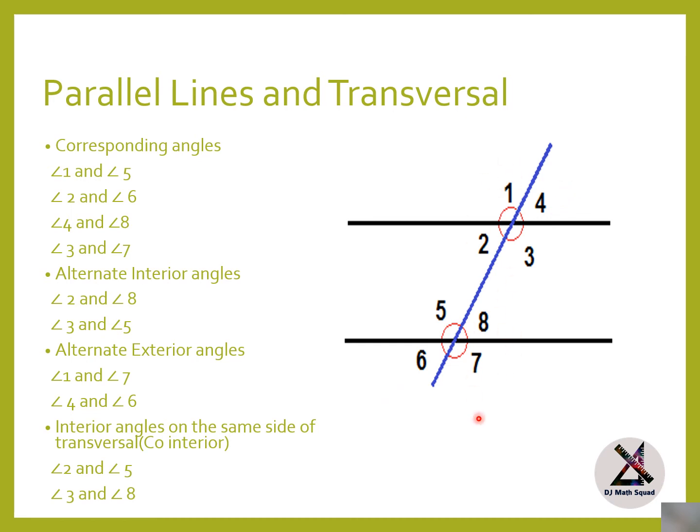exterior sides. Then interior angles on the same side of the transversal are also called co-interior angles. So if you see interior angles on the same side of the transversal, these two are interior and these two are on the same side of the transversal. Similarly 3 and 8.